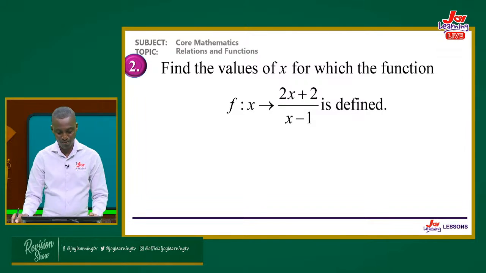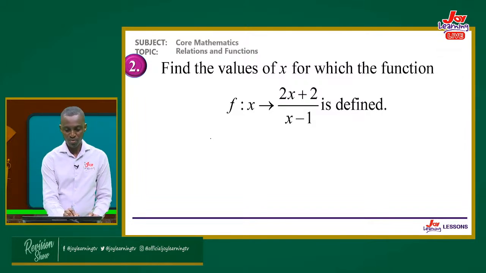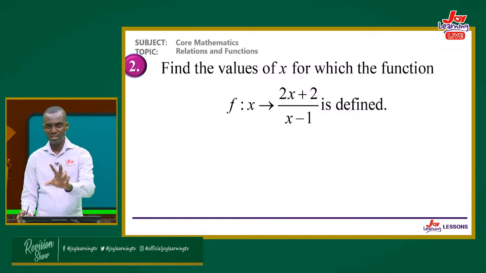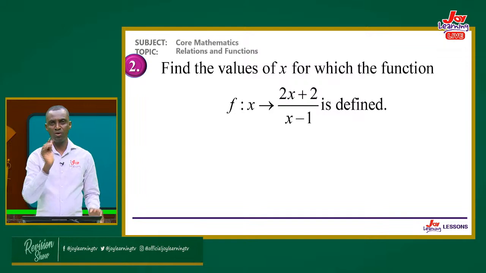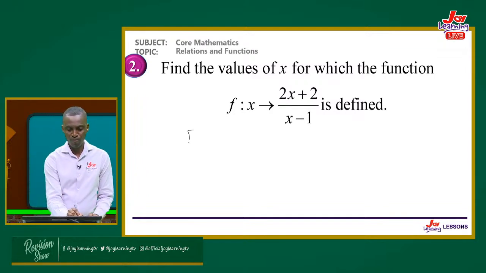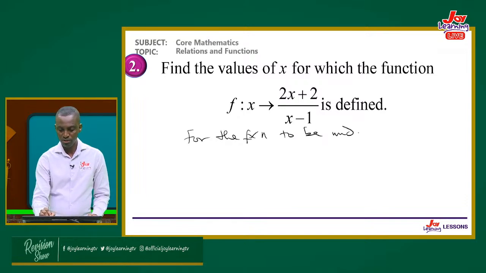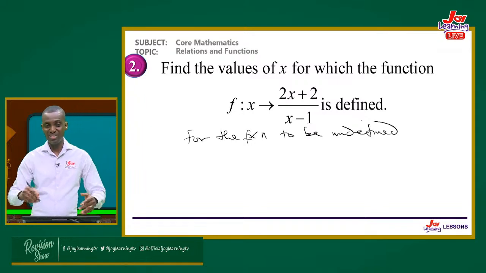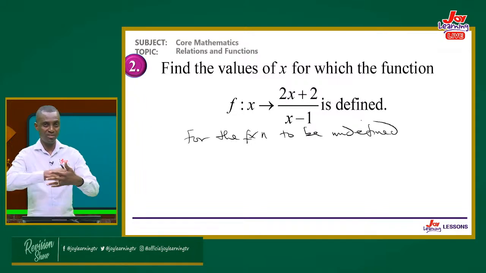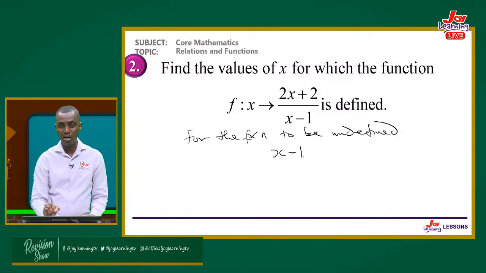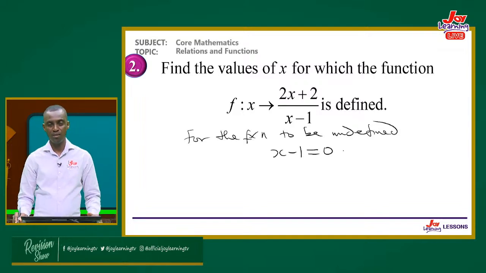So let's see the ones that will make the function defined. Let's go. So we are going to ask ourselves, okay, then what will make it undefined? So that we can take it out. Then we can now say all numbers. So for the function to be undefined, because we need a defined, we have to take out the undefined one before we can now generalize the defined. So for it to become undefined, then our x minus 1, which is the denominator, should be equal to 0. That will make it undefined.